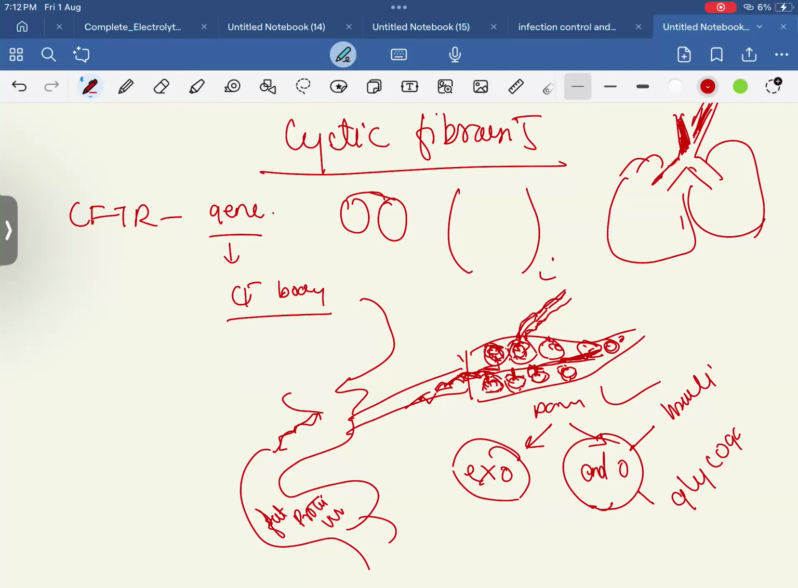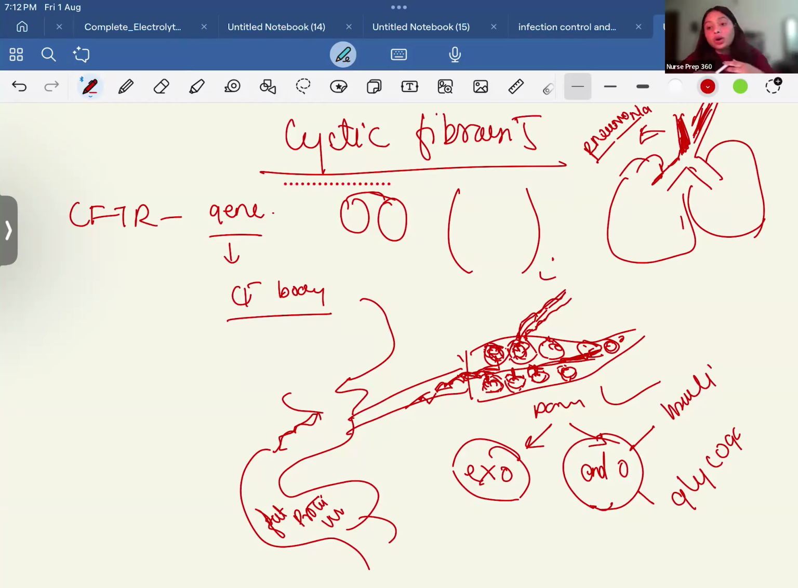So it will lead to pneumonia, and your lungs will become fibrosed. This is what is happening in your pancreas, and this is what is happening in your lungs. Okay, understand? And what is happening in the male?